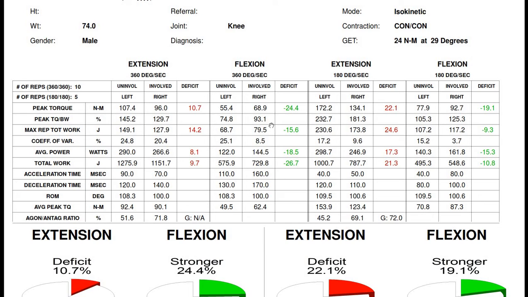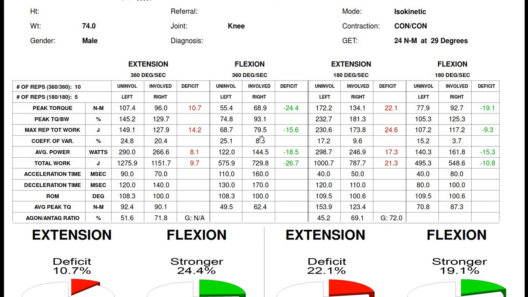So as you can see, when comparing left to right, the injured to the healthy, even though we're not using these values, there is a significant difference between left and right, where the right is producing the higher values, it is the stronger limb between all of our measurements. Peak torque as a percentage of body weight, max rep total work, there's a 15% deficit, or 15.6.